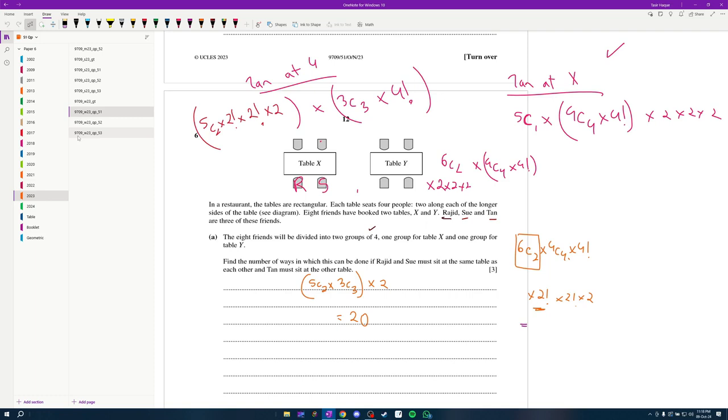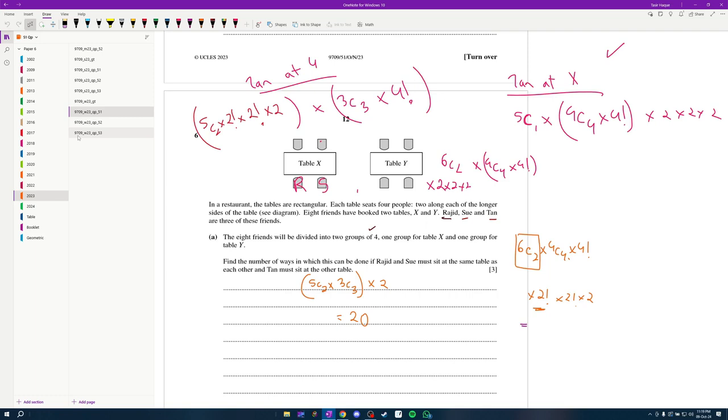Next, Rajid and Sue must sit at the same table as each other. Fine, so I make them sit at table X. So we have 2 more slots available and 5 friends, except Rajid, Sue, and Tan, of course. So for the 5 friends, we have 2 seats. So that's 5C2. Their arrangement doesn't matter because they just asked how they can be divided. And then we have 3 seats left at table Y, so we can just go for 3C3. You could opt to fill up table Y first. You could go for 5C3 times 2C2. That would give you the same answer.